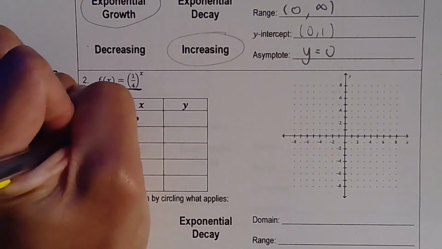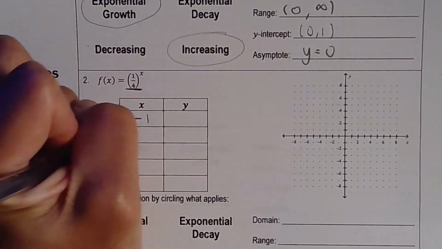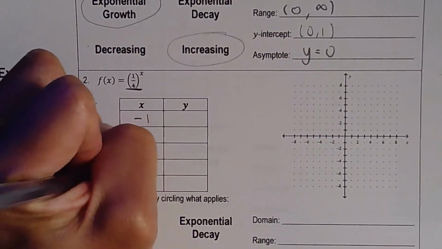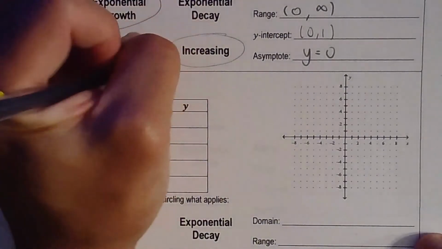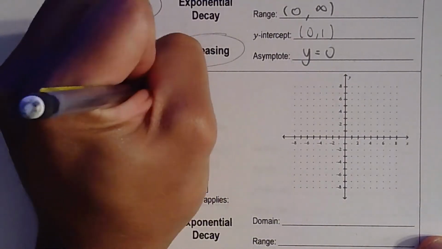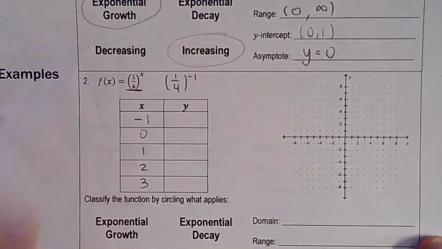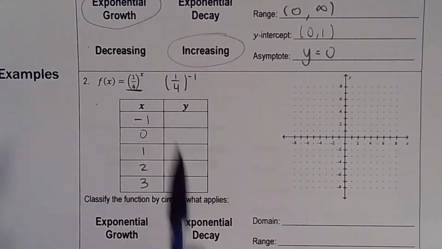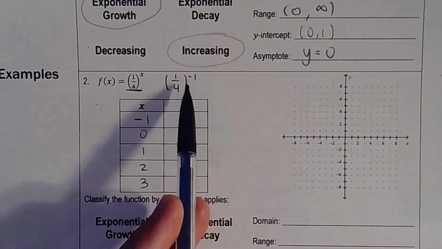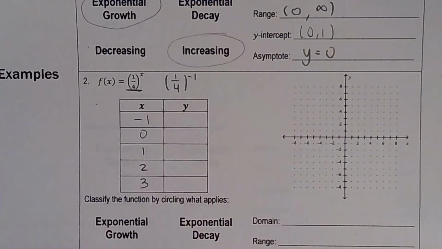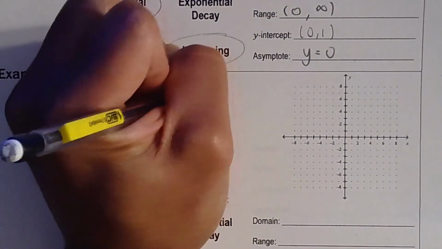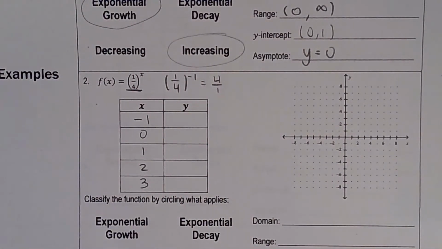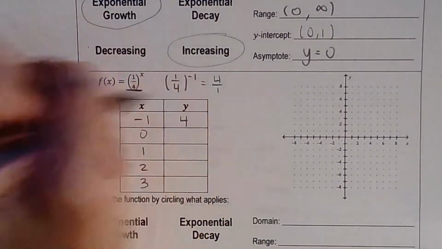Actually, I'm going to start off with -1, 0, 1, 2, and 3. And then -1, so that's just 1/4 raised to the negative first power. And if you guys remember from our exponent rules, if we have a fraction raised to the negative power, that's just the same as flipping that fraction over. So -1, that's just going to be 4.